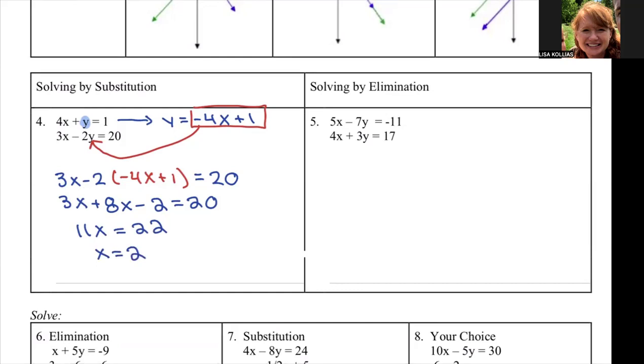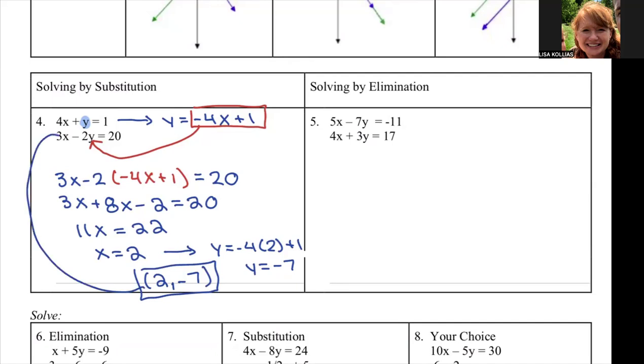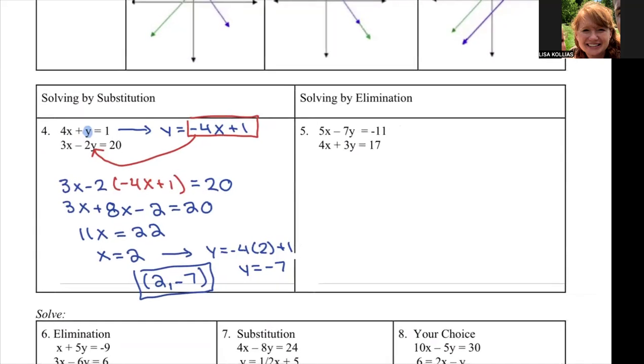Now that x is 2, I'm going to take that and plug it back into really any of the equations, 1, 2, or 3. But the easiest one to plug it into is the one I already boxed. So I can now say y equals -4 times 2 plus 1. That gives me -7. So my final answer is the point 2, -7. So that's where they intersect. Again, you could plug that into both equations and you would notice it does in fact work. So that's substitution.